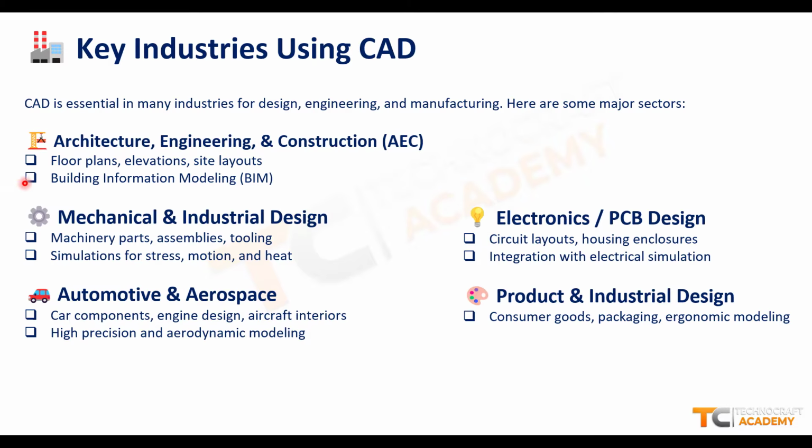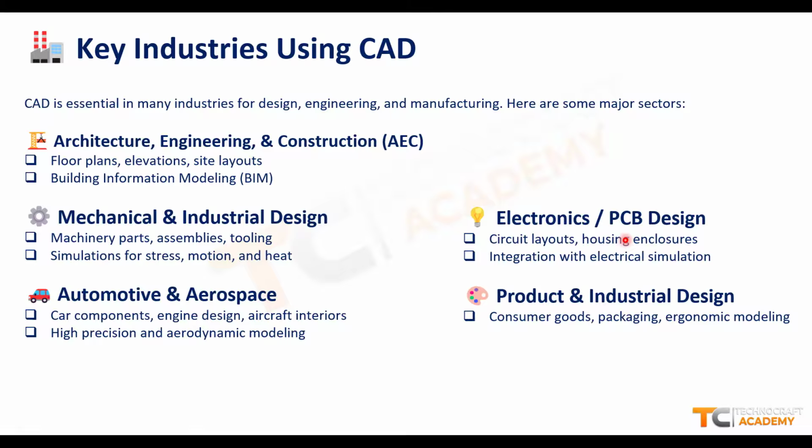Key industries using CAD, for example, architecture, engineering, and construction, deal with floor plans and elevations. Mechanical designs the machineries, assemblies, and tools. They also do analysis using tools for stress analysis, buckling, NVH, durability, crash, heat, and safety. The same goes for automotive, where they design interiors, exteriors, engine design, aircraft interiors, everything.